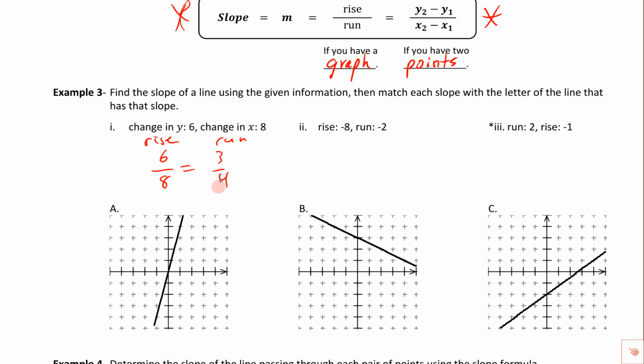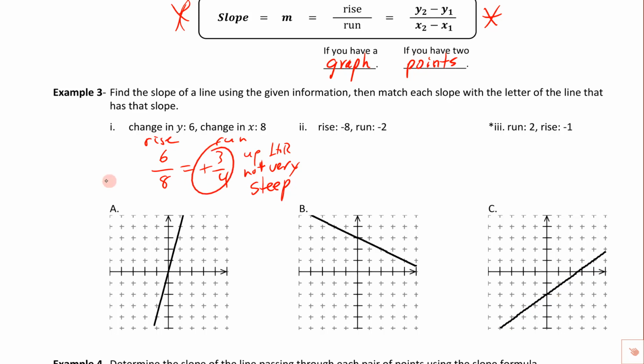Notice that it's positive. So positive, it's going to go up from left to right, and not very steep. Let's look through here and see if we can find one that goes up from left to right. That one goes up from left to right, so that's in the running. That one goes down from left to right, so that's definitely not it. And this one goes up from left to right, and it's not very steep. So I'm going to say it's this one right here. We're going to say that this one is C.